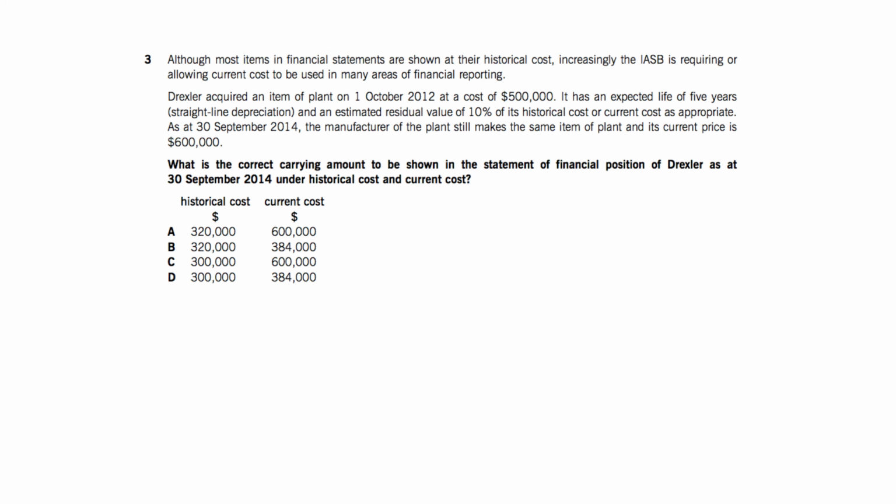Moving on then to question 3. Have a read through it, make sure you understand exactly what they're talking about, and then select your answer.